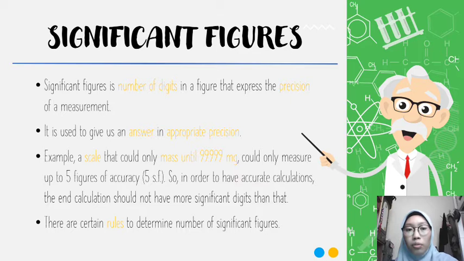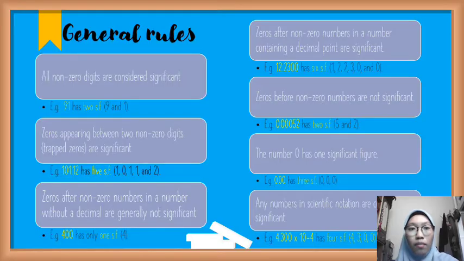So, there are certain rules to determine the number of significant figures. We'll look through that. The first general rule: all non-zero digits are considered significant. Look at the example. 91 has 2 significant figures, which is 9, the first significant figure, and 1, the second significant figure.